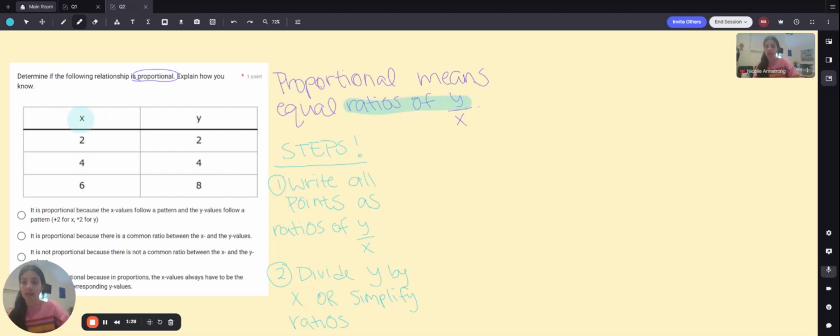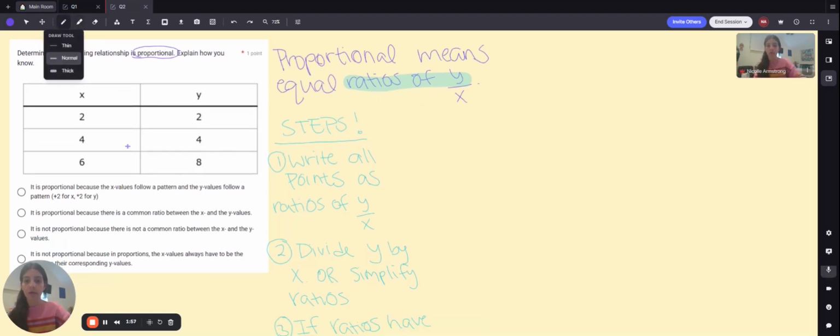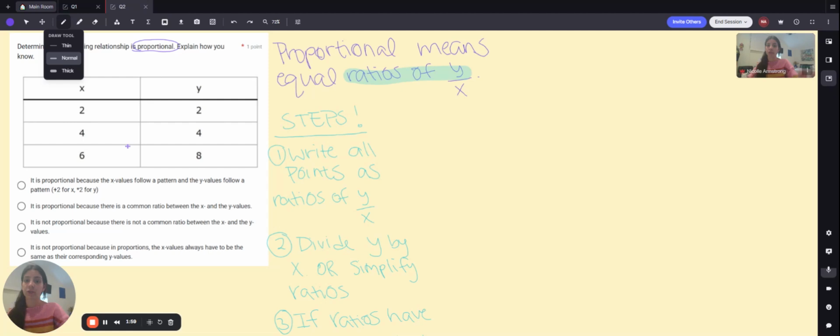So for the x values, we have 2, 4, and 6. That does have a pattern of adding 2. And in the y values, we have sort of a relationship of multiplying by 2. So we kind of want to intuitively think we have a proportional relationship. But again, the ratios of y to x have to be equal. So let's follow step 1 and write all of our points as ratios of y to x.